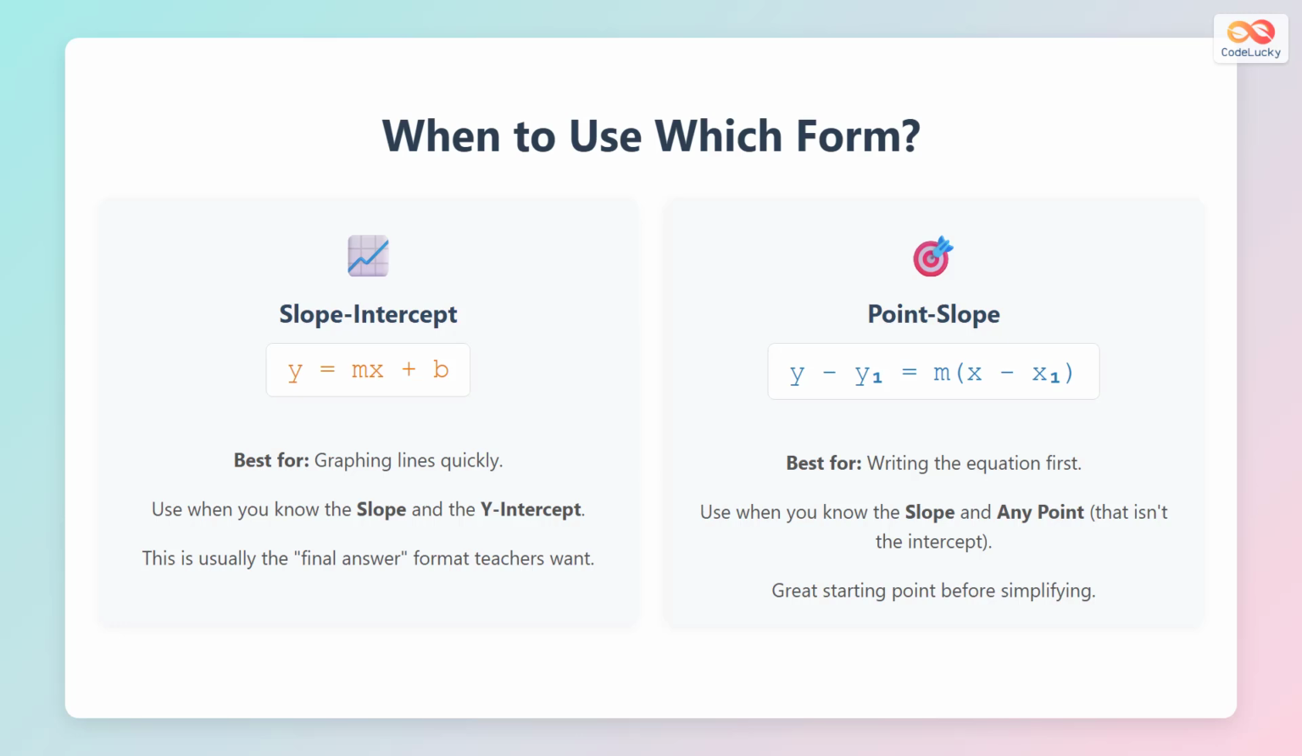So, when should you use which? Use slope-intercept form when you are given the y-intercept or when you want to graph quickly. Use point-slope form when you are writing an equation from scratch and you only have a point and a slope. It is a great starting block.